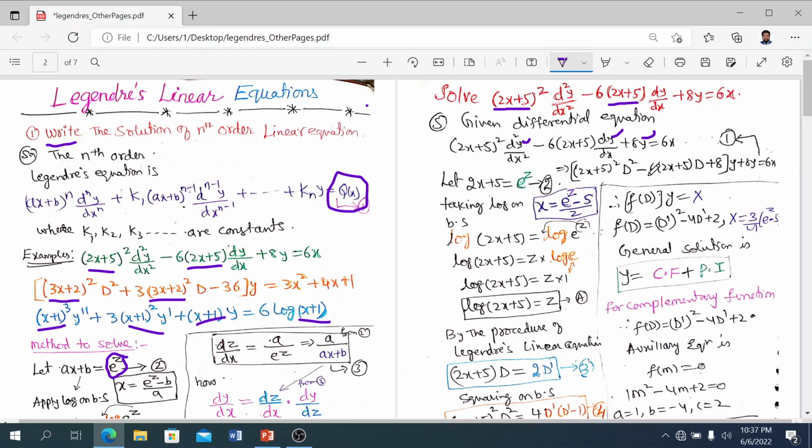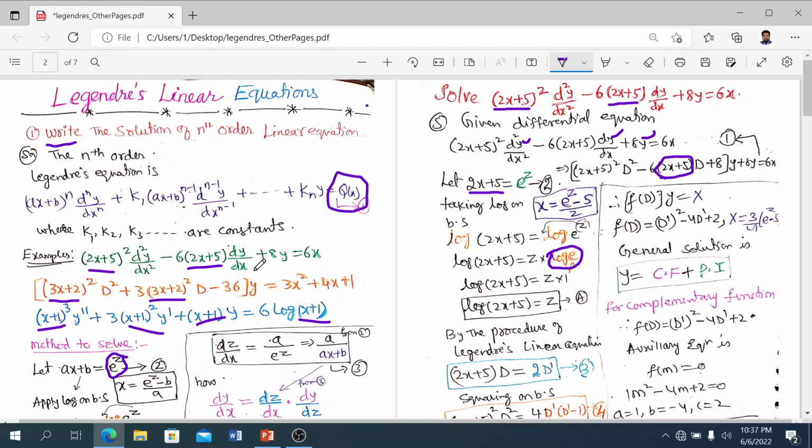Now see, this is 2x plus 5. So as we know the method here, let 2x plus 5 be equal to e power of z, and if you solve for x, 5 sent to that side, e power of z minus 5 by 2, this is our x value. Now taking log on both sides, left side as it is, by the power rule z comes here, log e. As we know, log e value is 1, z into 1 is z. So wherever z is there, it is log of 2x plus 5.